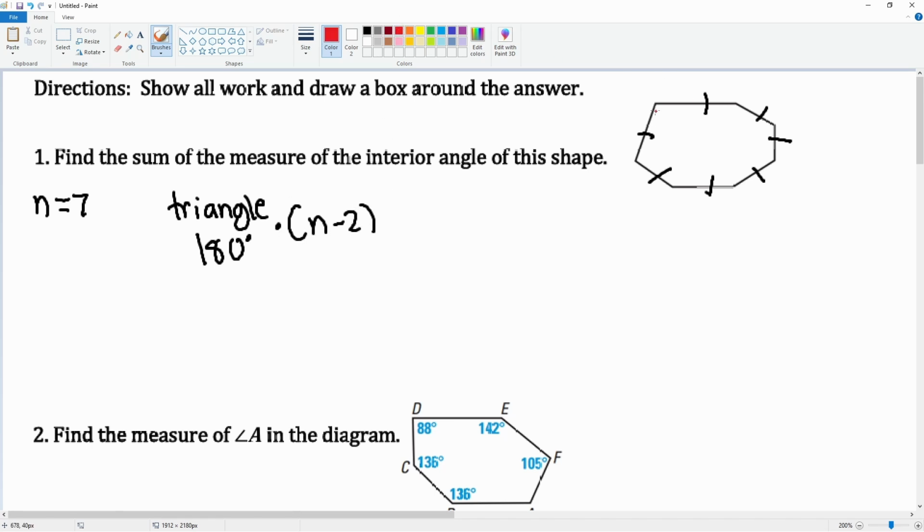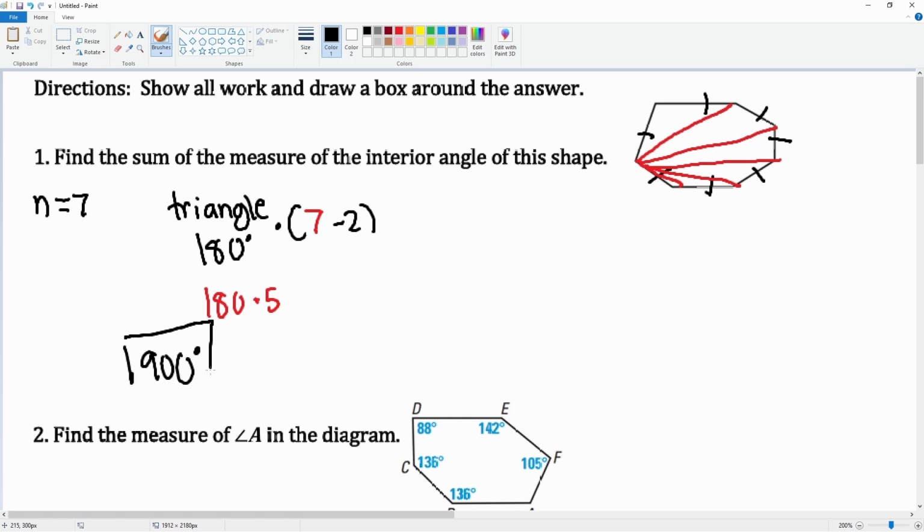The reason why is, take a look, from this vertex we can draw 1 triangle, 2 triangles, 3, 4, and 5 triangles. That's how we got 5, because we subtract 2 from the 7, and it becomes 180 times 5. So 180 times 5 gets you 900. So the total of the interior angles is 900 degrees. All right.